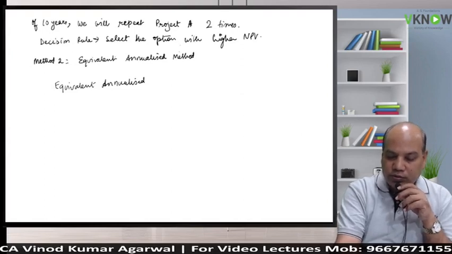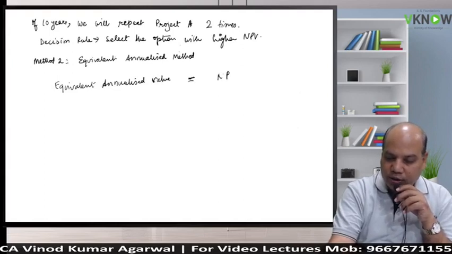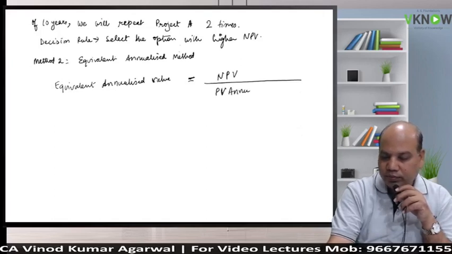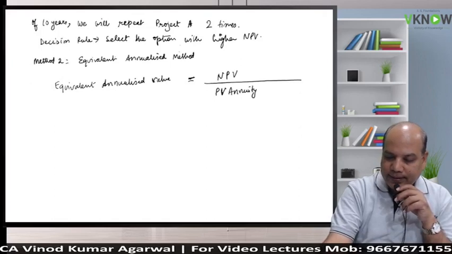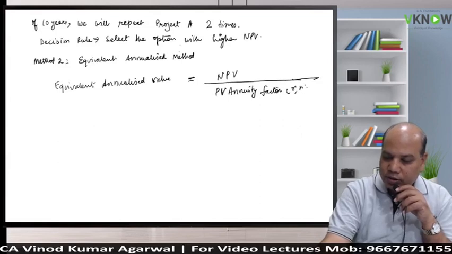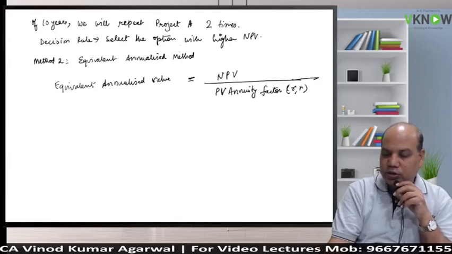Equivalent annualized value is equal to NPV divided by PV annuity factor, for a given number of years and rate of discount. So calculate the equivalent annualized benefit for all the projects which have different life.